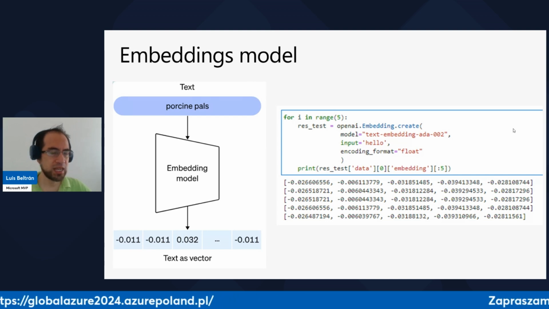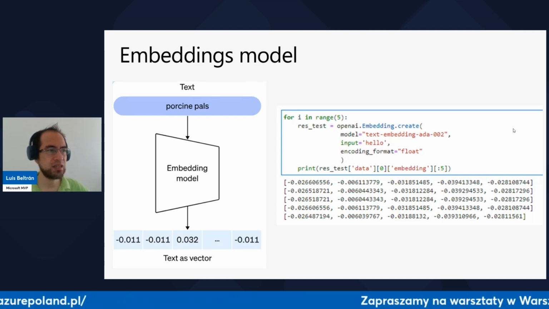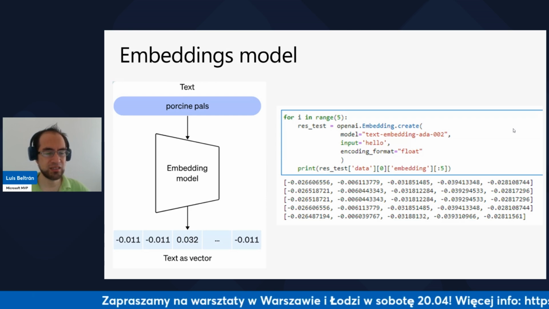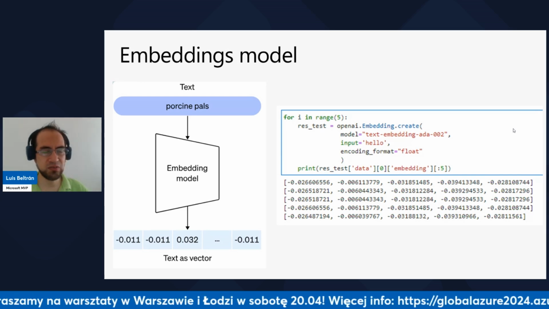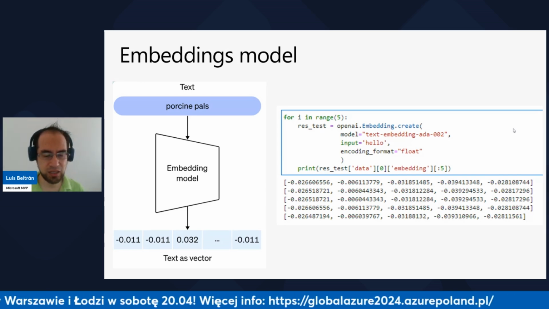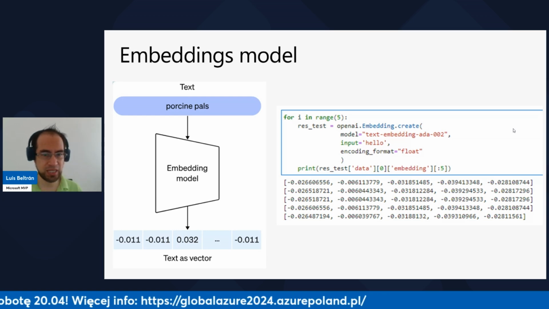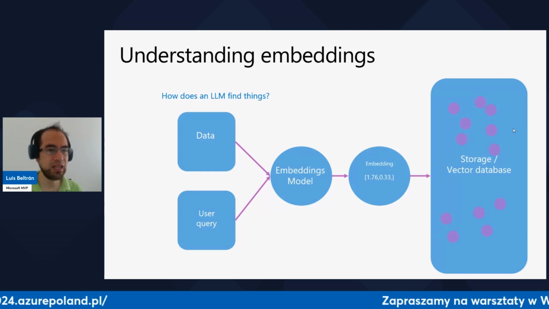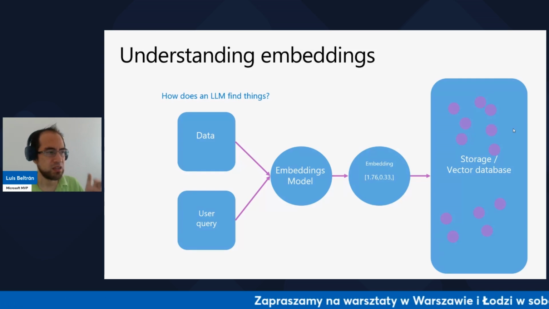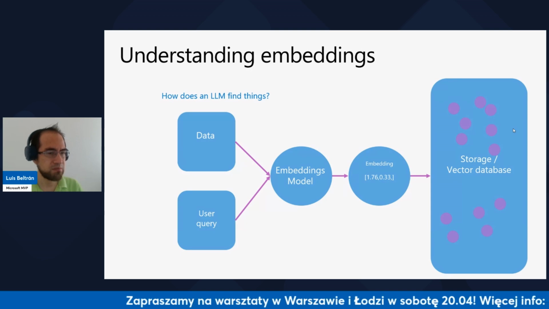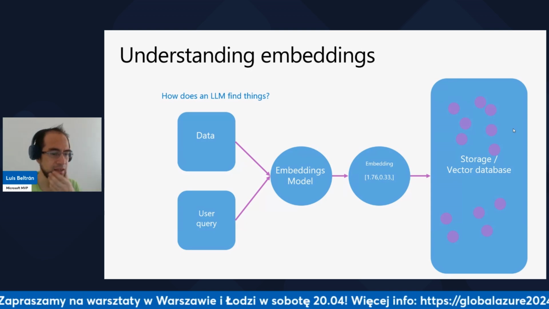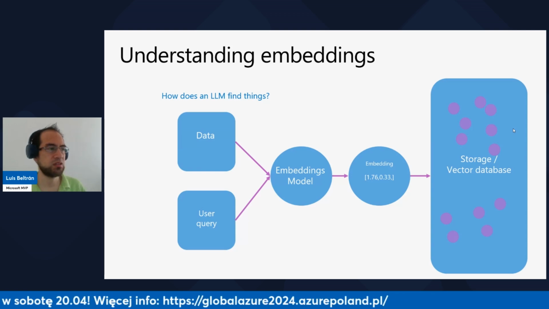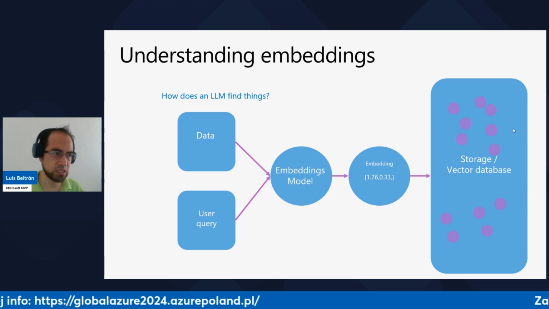And there is a nice model, which is known as ADA, right? Which is quite smart at generating the embeddings of text. So it can generate the embeddings of our input and also the data sources. Actually, this is the process, right? How does an LLM find things? Well, not only our query, but also the data, the files that are stored somewhere, are converted into embeddings through an embeddings model.